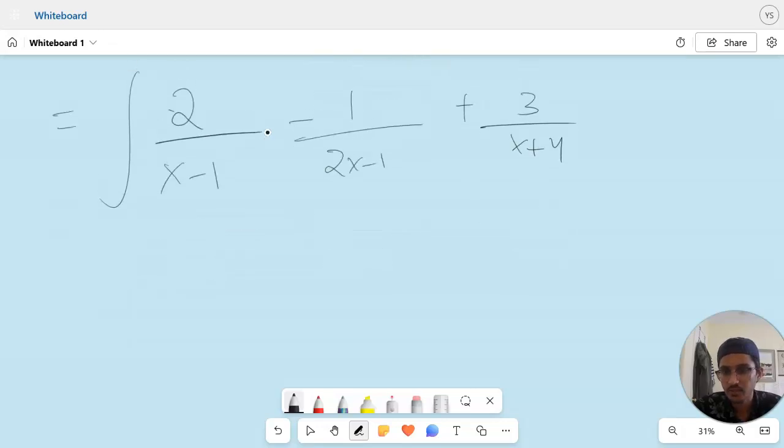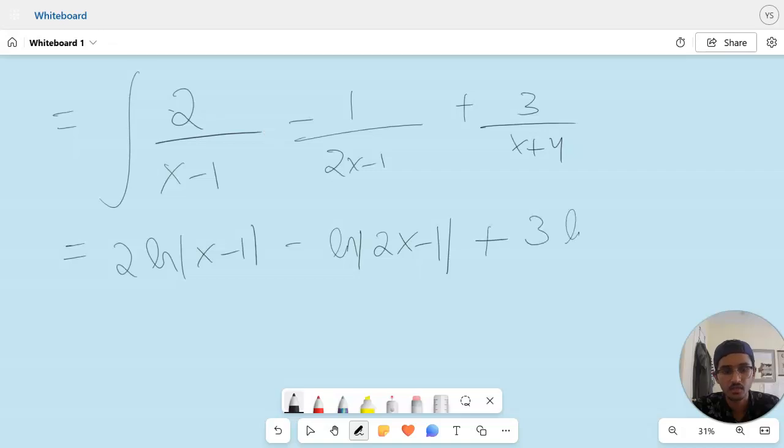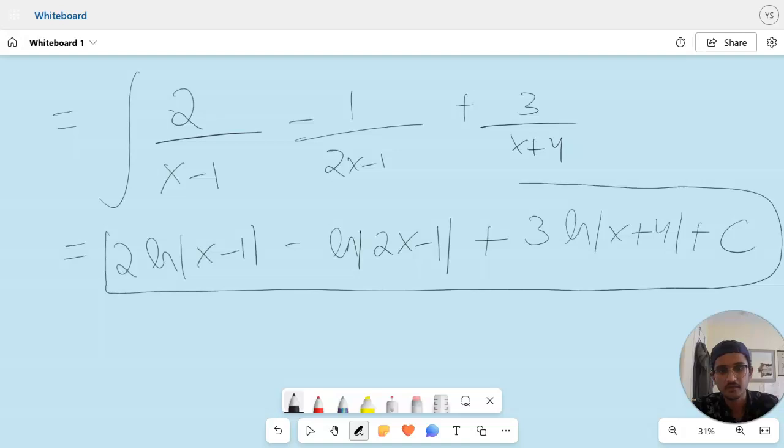Now as we solve the integrals, this is just going to be 2 ln of x minus 1. You'll see a lot of natural log in these types of problems, and the more you do, you'll just be able to go with the flow without having to break it into separate integrals. So it's going to be 2 natural log of the absolute value of x minus 1, minus natural log of 2x minus 1, plus 3 natural log of x plus 4, plus C. Do not forget the plus C, please. So that is our final answer.